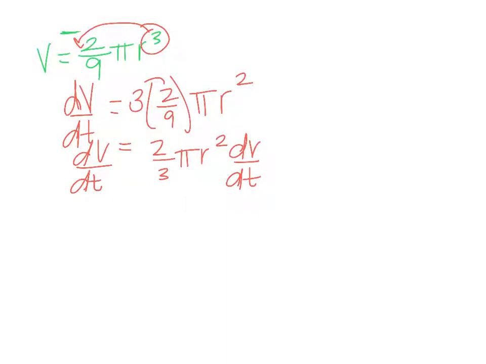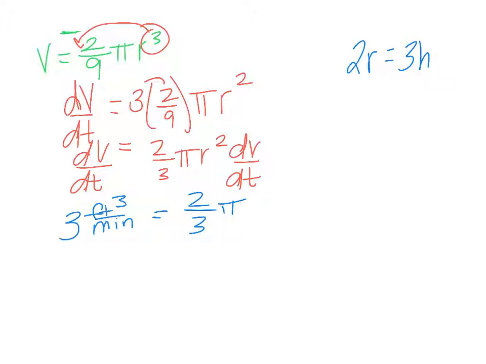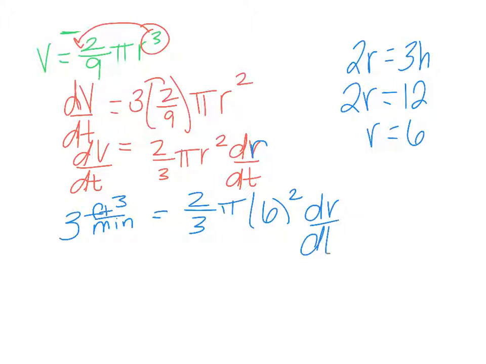Okay, so once I differentiate, now I can just substitute in what I know. I know the derivative of the volume was changing at a rate of 3 feet cubed per minute, and don't forget to put your units. And that was equal to 2/3 pi. The radius, I'm going to have to find from that formula 2r equals 3h that I had from before. So I know that h is 4, so this is going to be 12 equals 2r. So my radius has to be 6. So I have times 6 squared times dr/dt, and that's what I'm looking for, so I'm going to leave that alone.